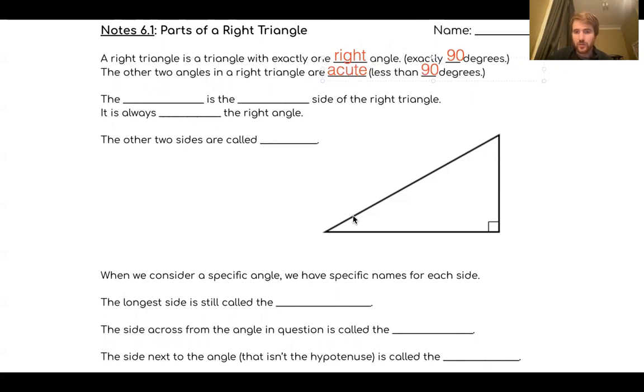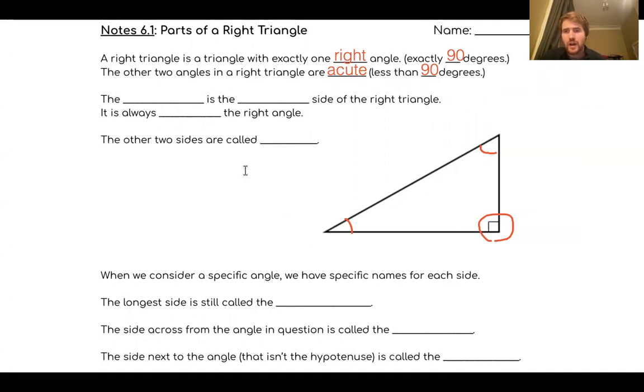If you look at this picture below, you'll see we've got a right angle represented by this square, and then two acute angles. These are both less than 90 degrees. Every right triangle is going to look like this. They're not necessarily in the same spots, but it will have one right angle and two acute angles that are less than 90 degrees.